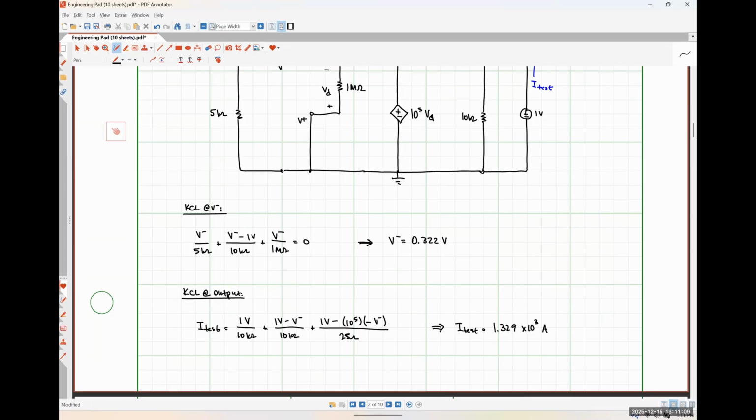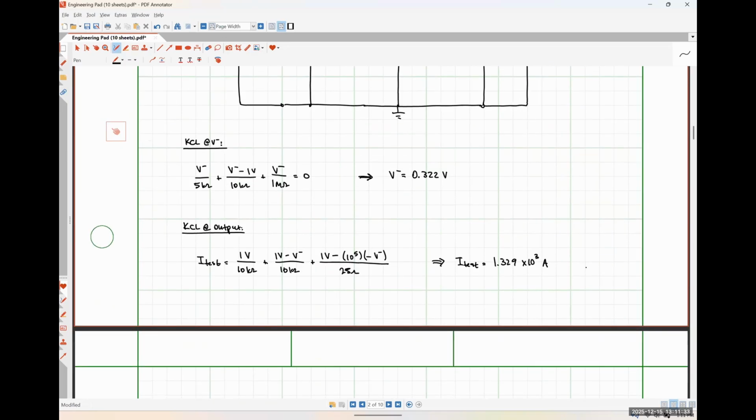Now, I want to point something out here. 1.329 times 10 to the 3 amps is 1.3 kiloamps. If we tried to put 1.3 kiloamps through an op amp, it would explode. Okay. So we couldn't ever practically do this. Okay. This is an analysis tool.